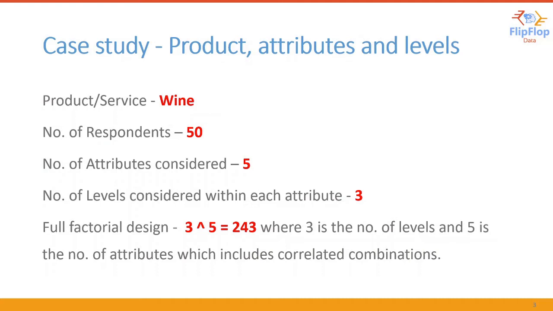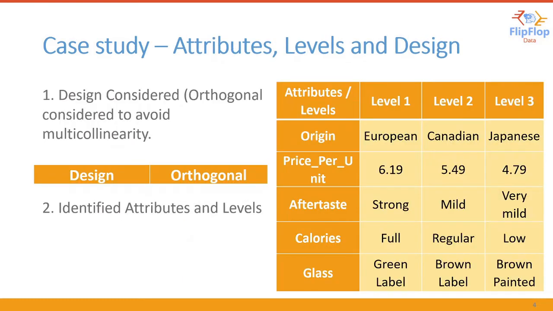So, with full factorial design, the total number of generated combinations will be 3 to the power of 5, which is 243, where 3 is the number of levels and 5 is the number of attributes, which includes both correlated and uncorrelated combinations. The design considered here is the orthogonal design to avoid multicollinearity aspects. You can see the screenshot captured which gives you the identified attributes and levels.